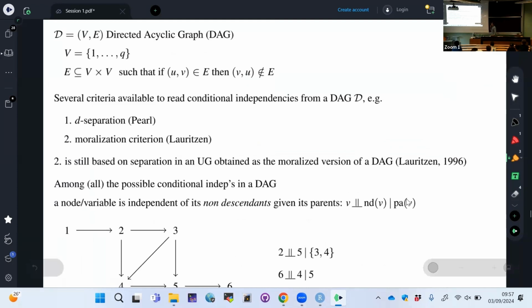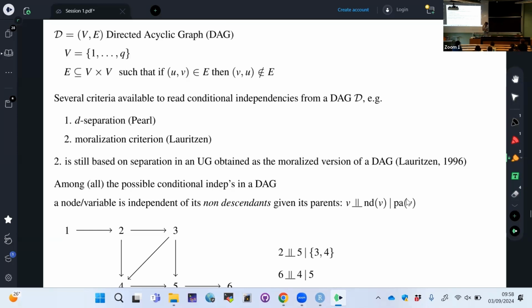So what about directed acyclic graphs? We start from a DAG, which is again a pair V, E, with a set of vertices and a set of now directed edges, which implies that if we have UV in the set E, then we don't have VU. So in this case, the adjacency matrix of the graph is not symmetric anymore. It is not required to be lower or upper triangular. But in any case, if you have a UV entry equal to 1, then you cannot have the converse, because you don't have bidirected edges.